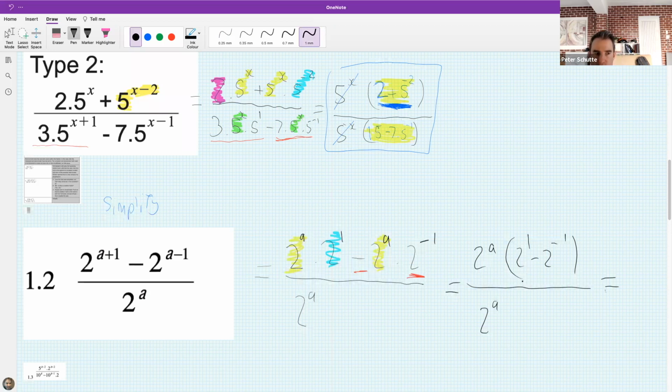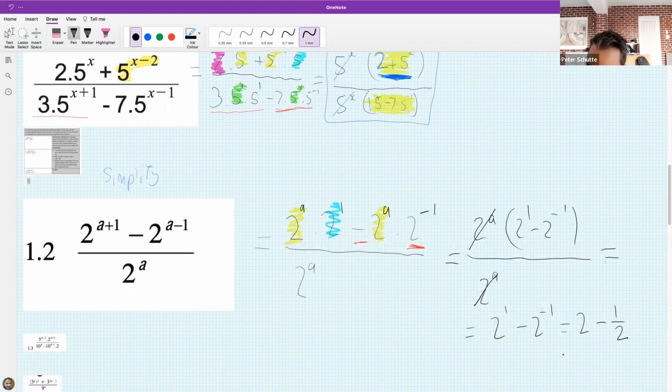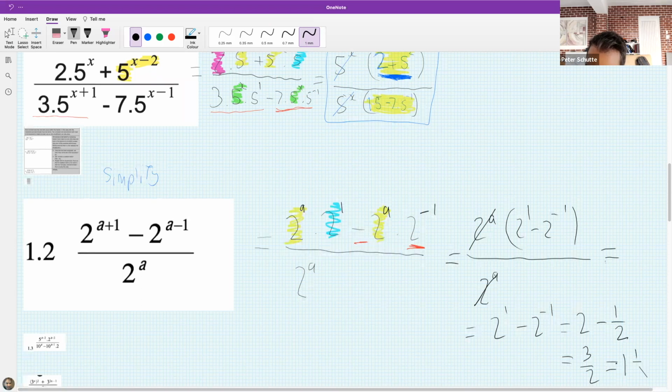Okay, we're getting close. So I know that the 2 to the a over 2 to the a can cancel out. So I'm just left with 2 to the 1 minus that. And it turns out that because I know my laws of exponents, I can rewrite this as 1 over 2, so 2 minus a half, because I'm just taking it below the line. So what is 2 minus a half? It's just going to be 3 over 2 or 1.5. That would also be correct.